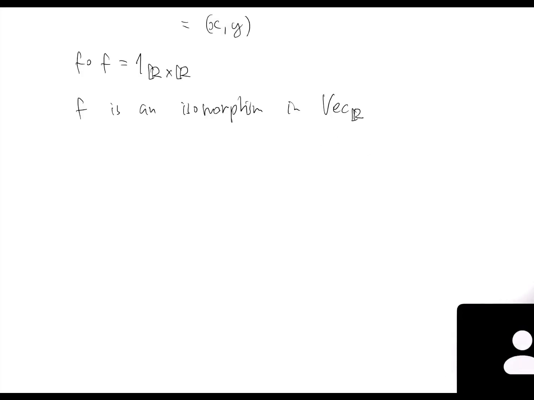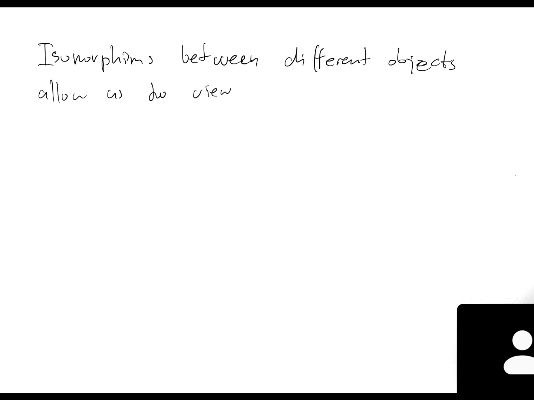So let's summarize what we wrote here. Isomorphisms between different objects allow us to view these objects as being, in a way, the same.